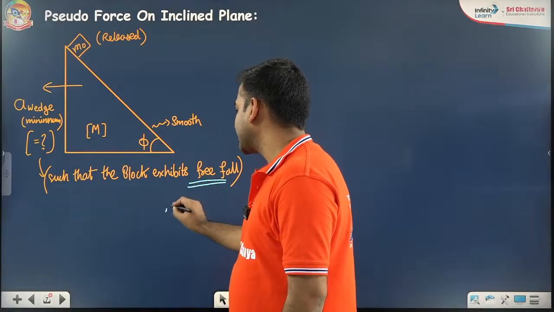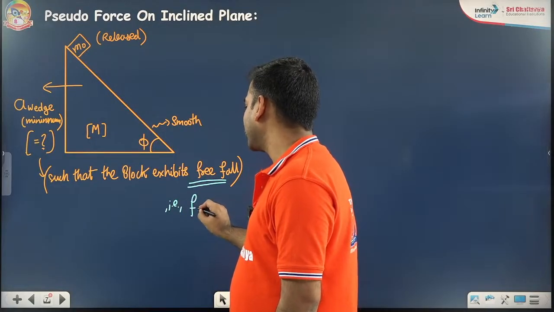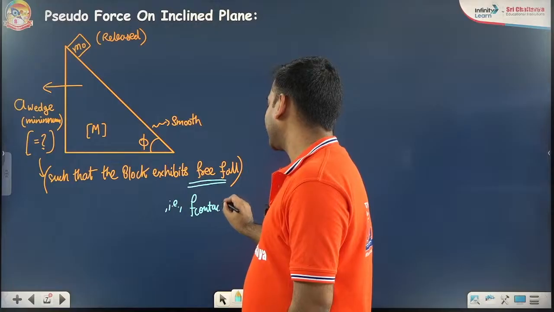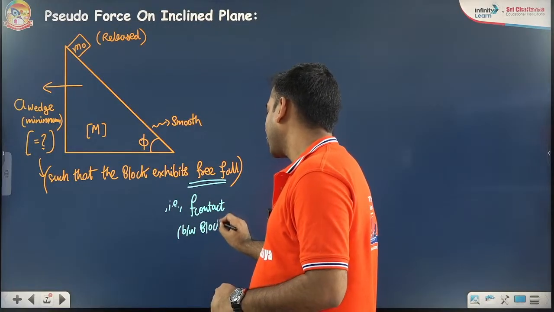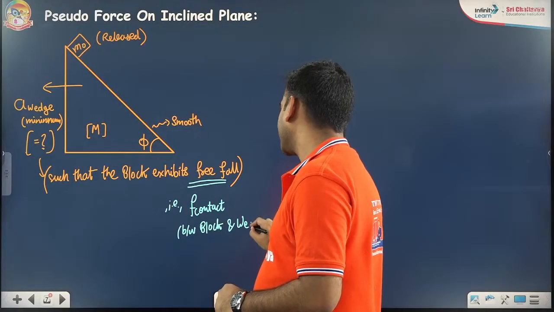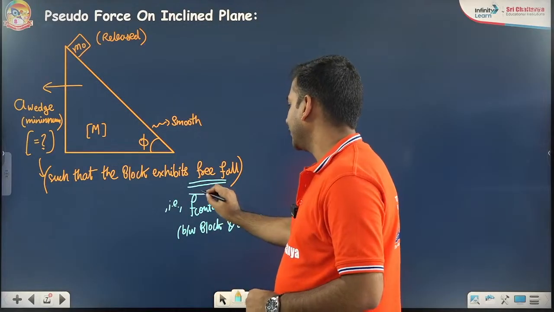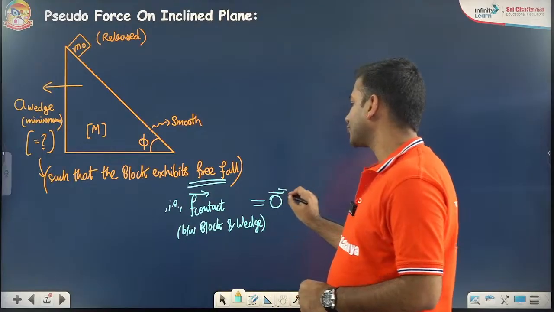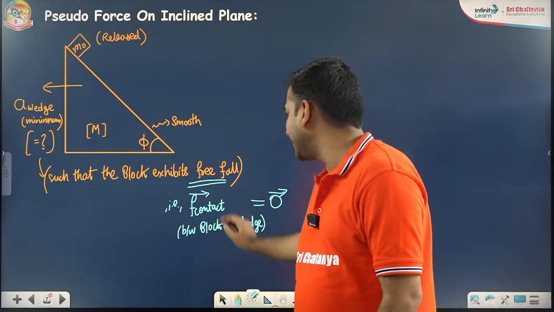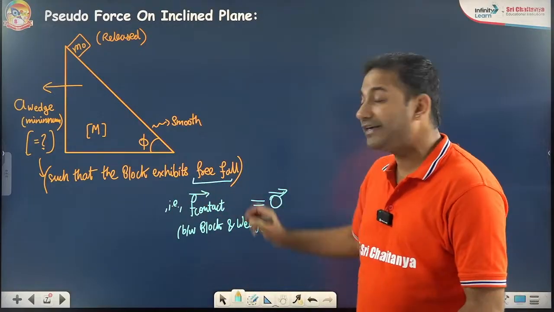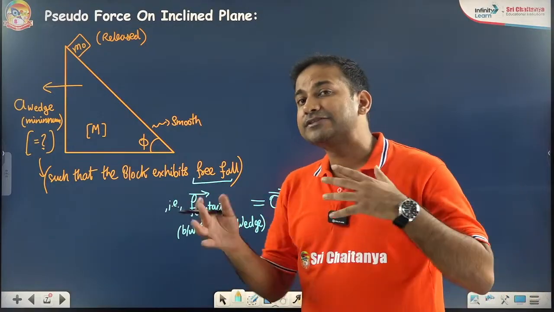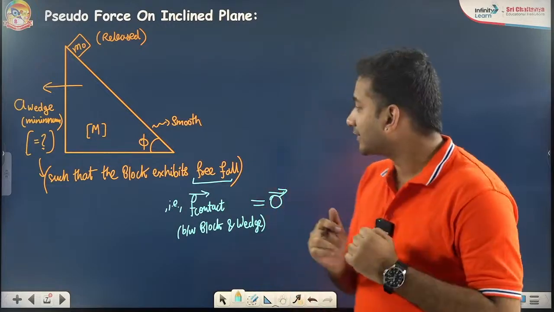Exhibits free fall means the contact force between block and wedge becomes 0. If it is in free fall, it is only falling under the influence of gravity. So under the influence of gravity means no other force, no contact force, nothing.